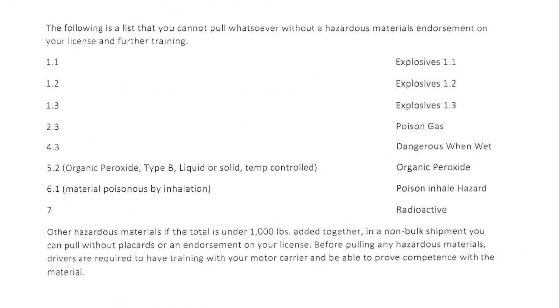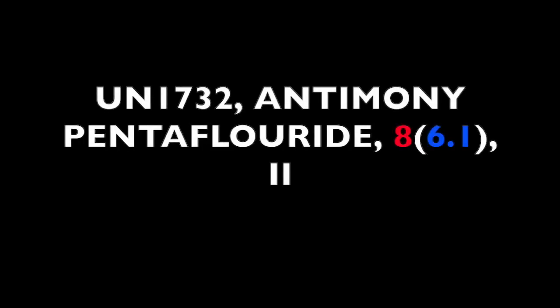Let's do the next one. UN 1732, antimony pentafluoride, 8, and then in parentheses, 6.1, and then a Roman numeral 2. Looking at this one, try and determine what the hazmat class is. In this case, it's the number 8. See if the number 8 is on that sheet. You might notice this one has 2 numbers. The first number was 8, and the second number was in parentheses, which is what we call a subsidiary hazard. Only the first number counts in terms of identifying the actual hazmat class and whether placards are required.